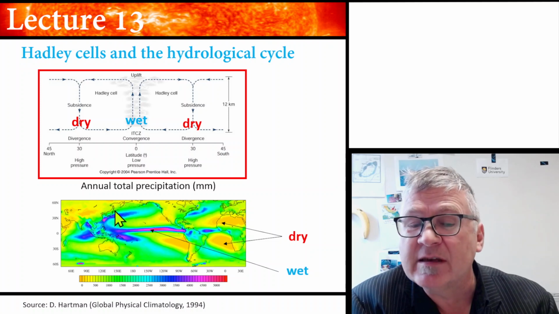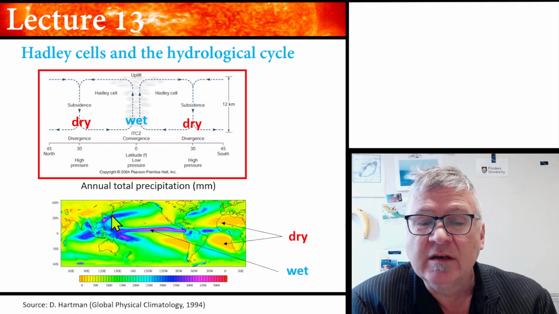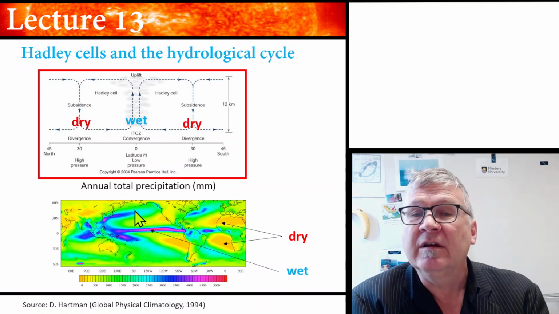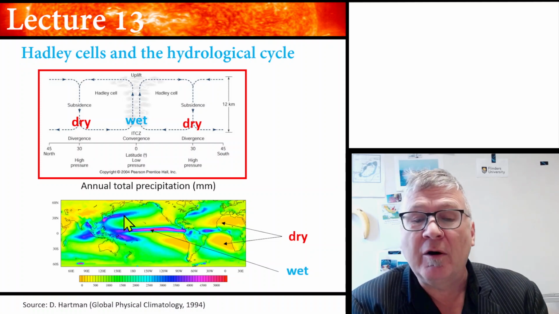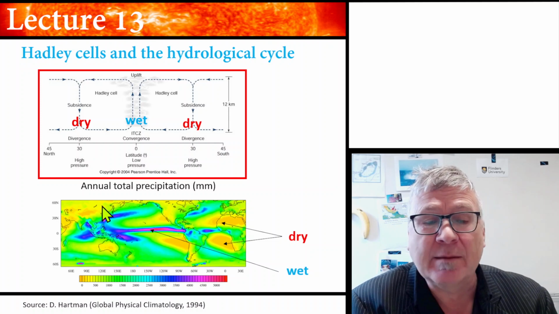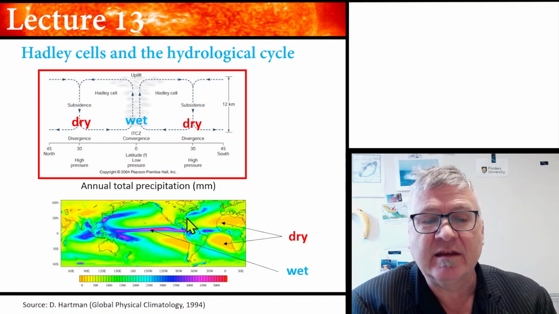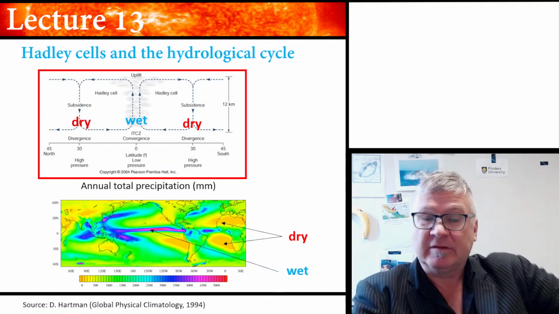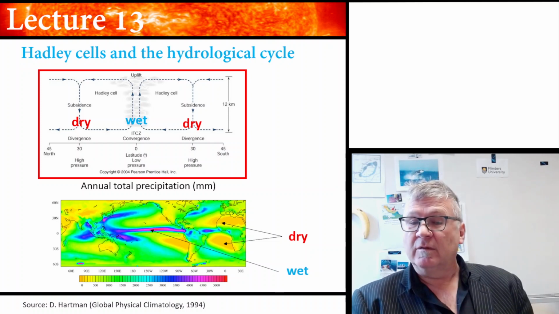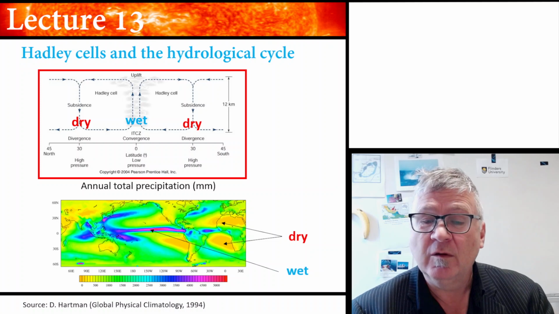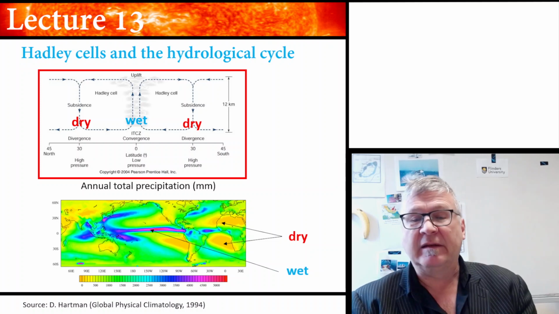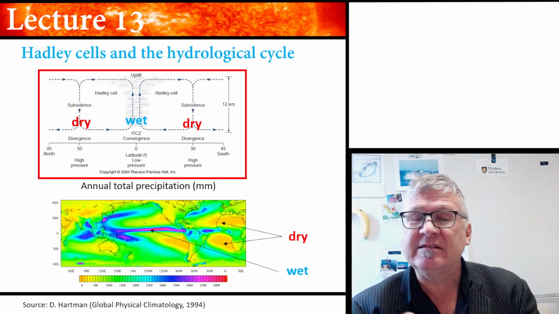You can also see some high rainfall regions which are actually aligned with what we call western boundary currents in the ocean, like the Gulf Stream. You can see that here. Anyway, so that's the pattern of rainfall. There's rainfall everywhere, but the intensity varies.